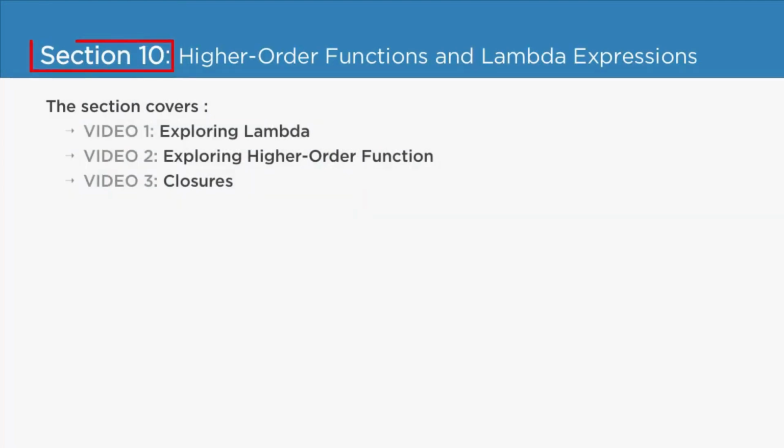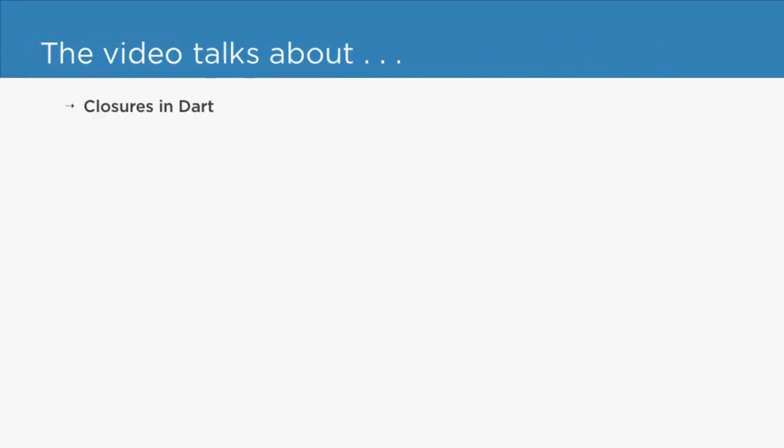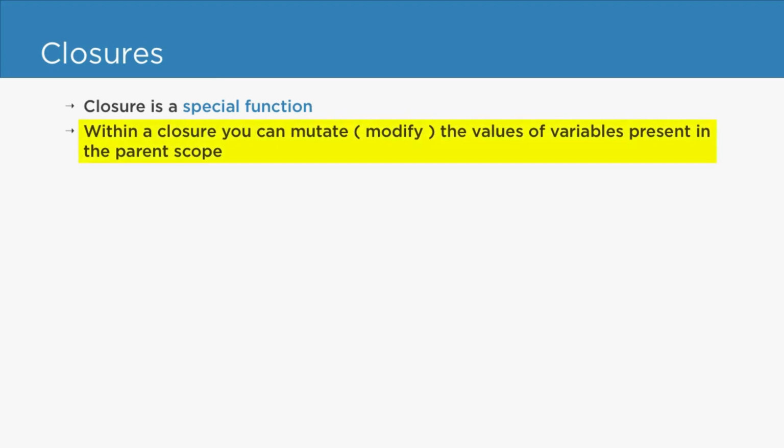Currently we are in section 10 and we are about to check out the third video of this section. In this video we will check out what is closure in Dart. Well, a closure can be defined as a special function within which you can mutate or modify the values of the variables present in the parent scope.